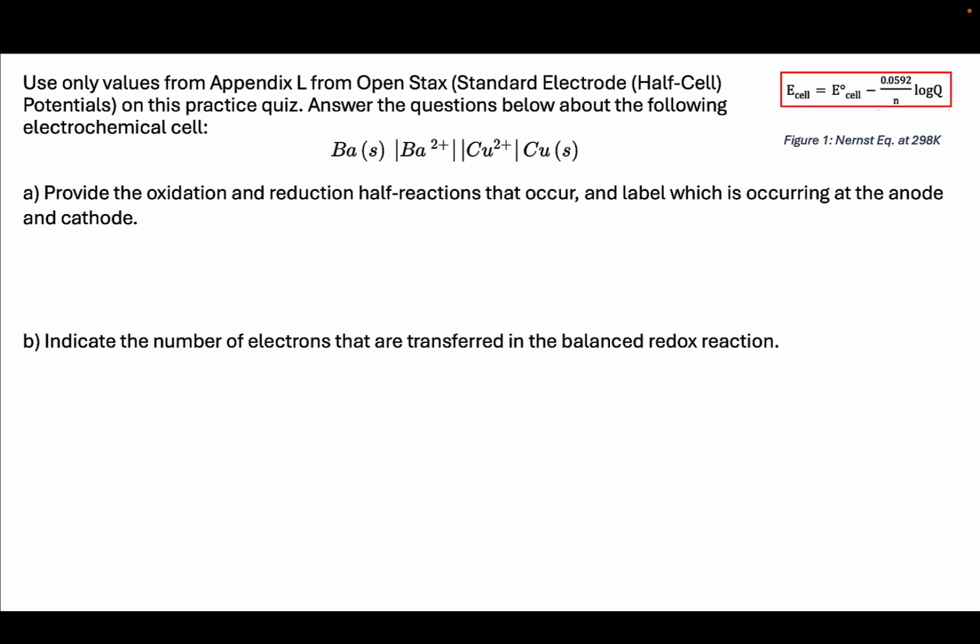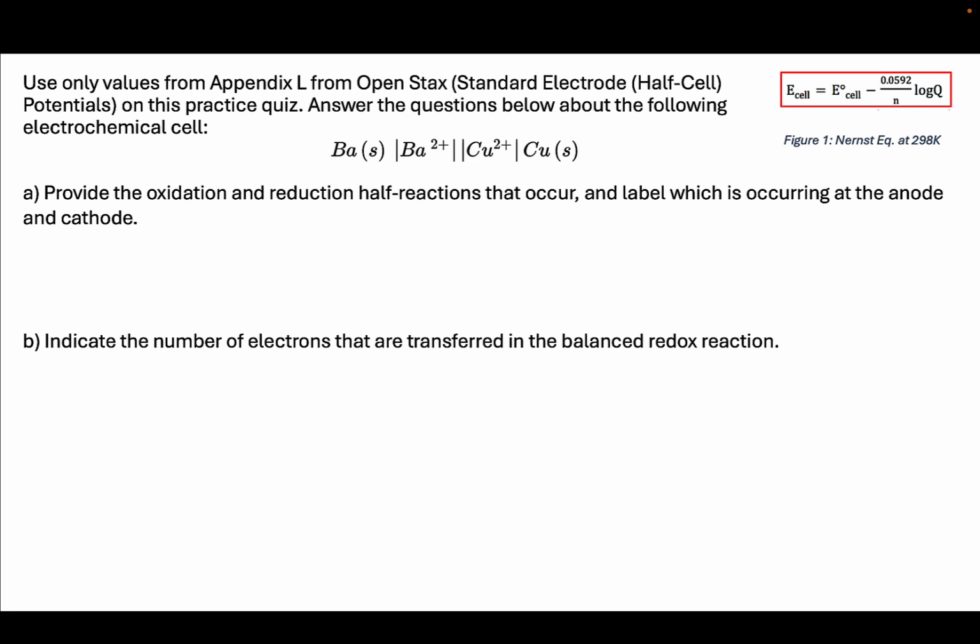In this quiz, we're looking at another electrochemical cell, starting with this shorthand. Note that for this week, what's been covered is non-standard electrochemical cells, and that may be relevant for further questions. But to begin with, all we're looking for is the oxidation and reduction half reactions that occur, and we want to label which is at the anode and which is at the cathode.